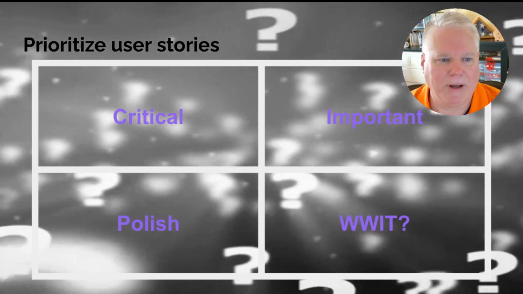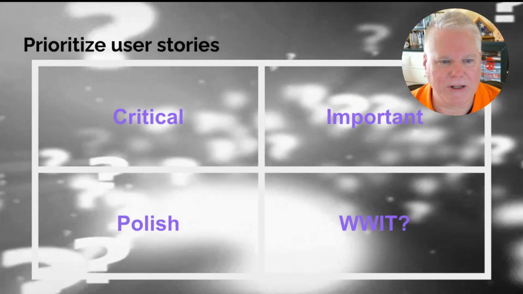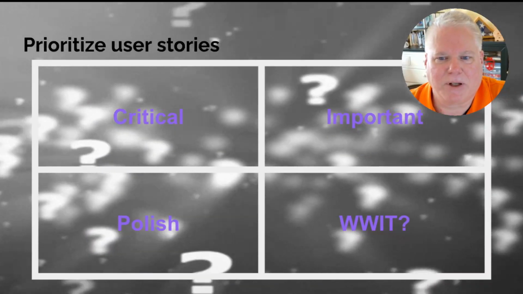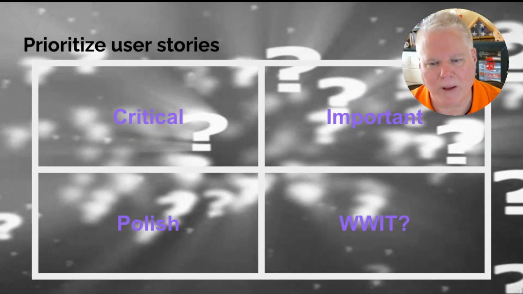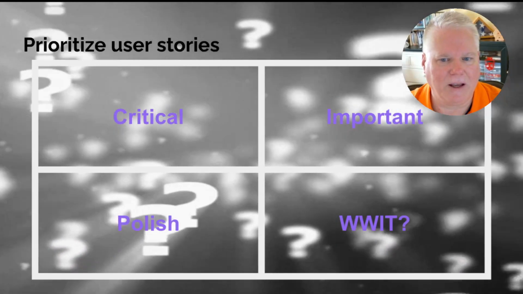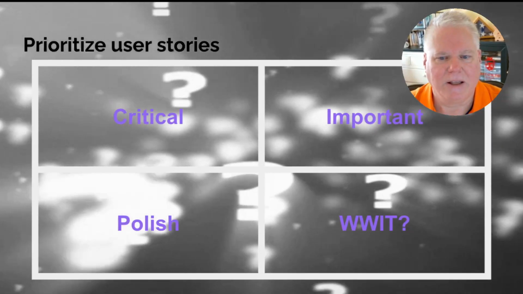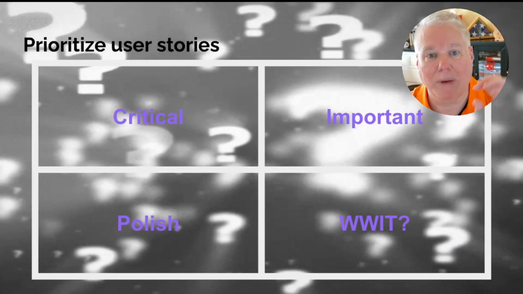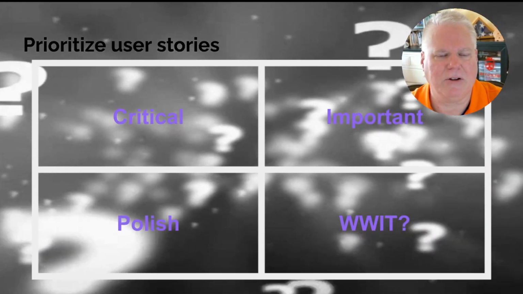You're going to come up with user stories, and you're going to throw these into 4 buckets. So one is items that are critical, items that are important, what is polished for the website, and then what was I thinking? And you're going to do different things with these. The critical things are going to become part of your minimum viable product. These are the things that you can't do without.